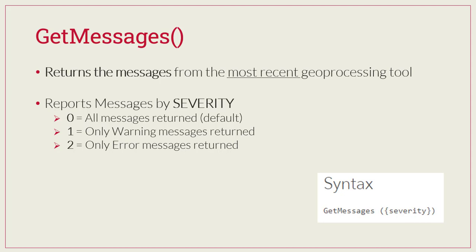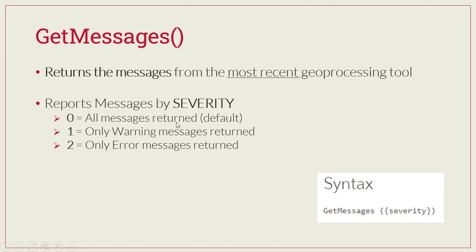This is the one that you'll use the most often. This is what is going to return the messages from the most recent geoprocessing tool. That's the optional severity that you can put into your script. Just know that all of the messages that get reported every time a tool is run are categorized by severity. A 0, which is the default if you do not put anything in for this optional parameter, means that all messages are returned.